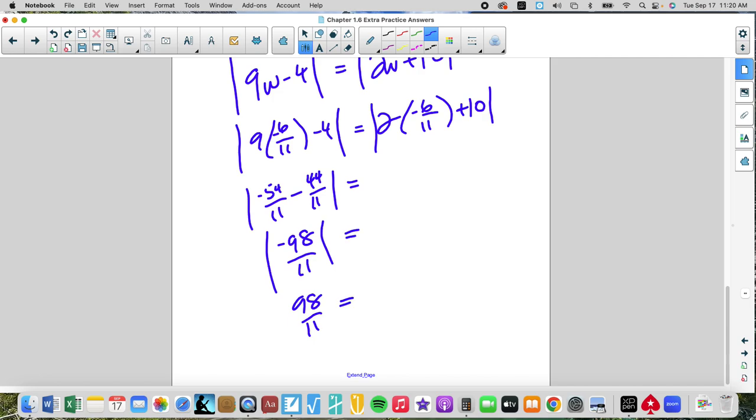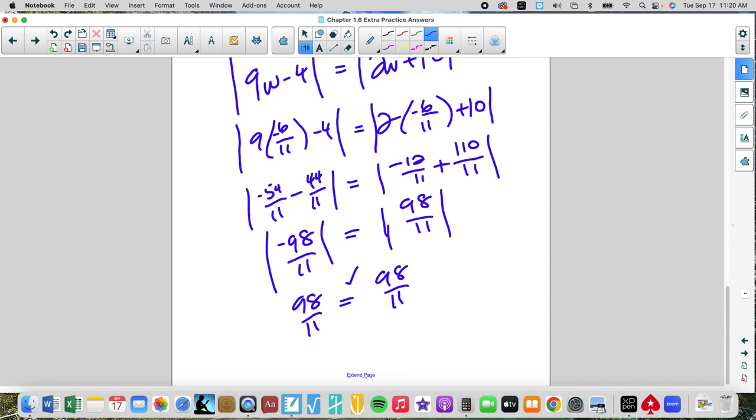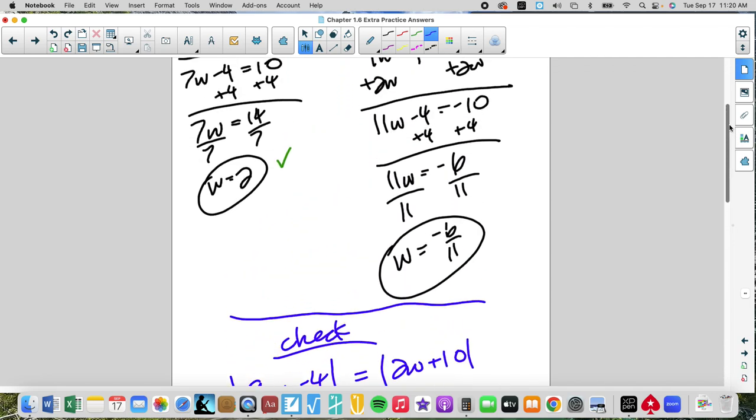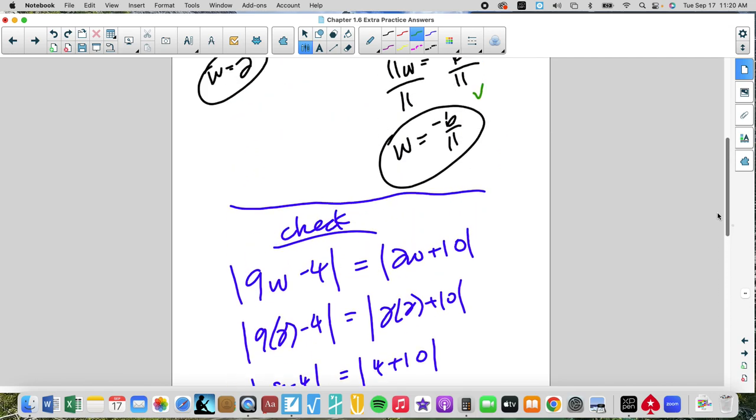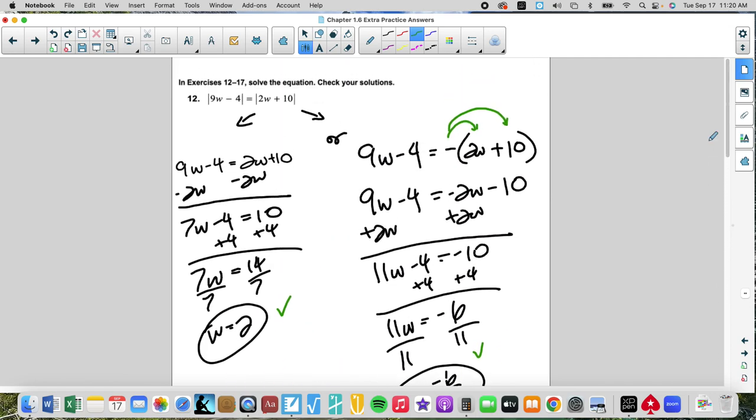And 2 times negative 6 is negative 12/11 plus 10. Yeah, I converted. So that's 110/11. And that's going to give me 98/11. And absolute value of 98/11 is 98/11. And that worked. So I know that this is also an acceptable answer. That took a minute for each check, so that's not a crazy amount of time. We should be able to do that relatively fast.